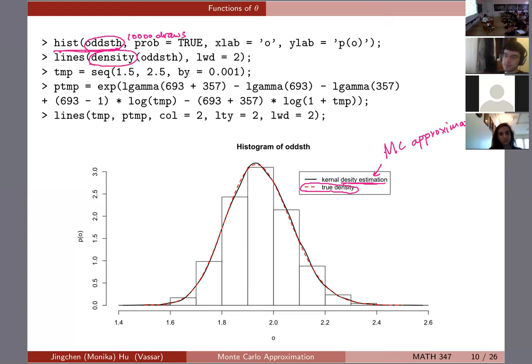But the most important approximation you should look at is the dashed red line and the black solid line. The black solid line is the Monte Carlo approximation using the density function, and the true density is from one slide before, what the PDF is. So you see that most of it is pretty good. There are some deviations here and there. And in order to make it even better, you might want to choose a larger S, and that might help.